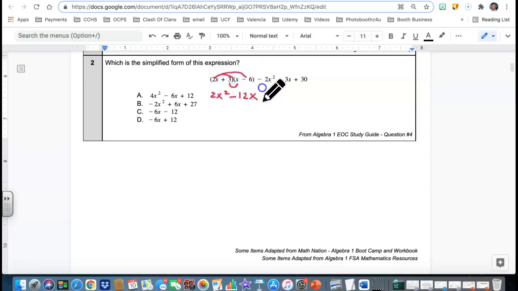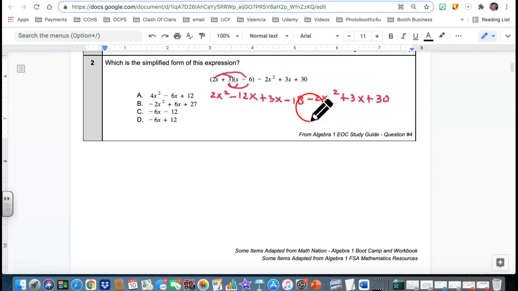3 times x is positive 3x. 3 times negative 6, positive times negative is negative. 3 times 6 is 18. And I just did the multiplication. Okay, let me rewrite everything else. Minus 2x squared plus 3x plus 30.